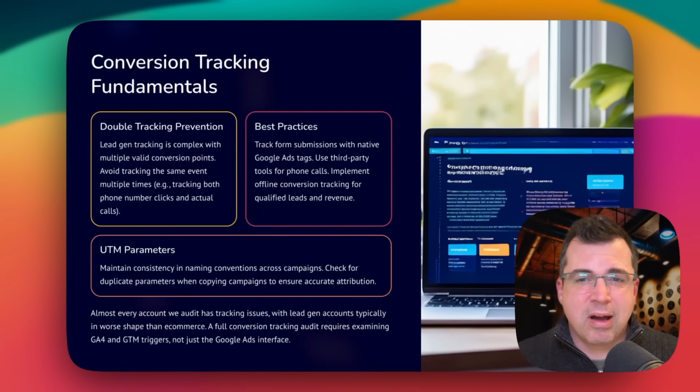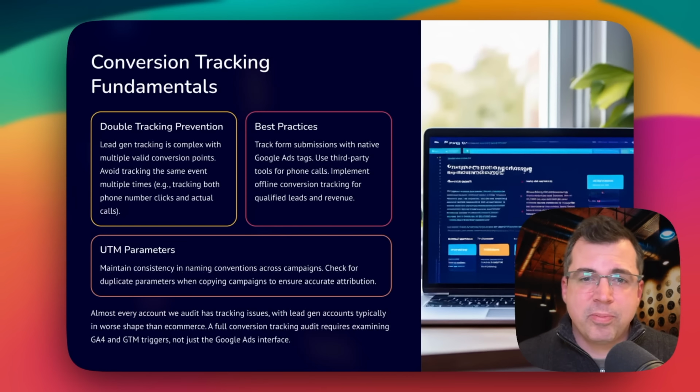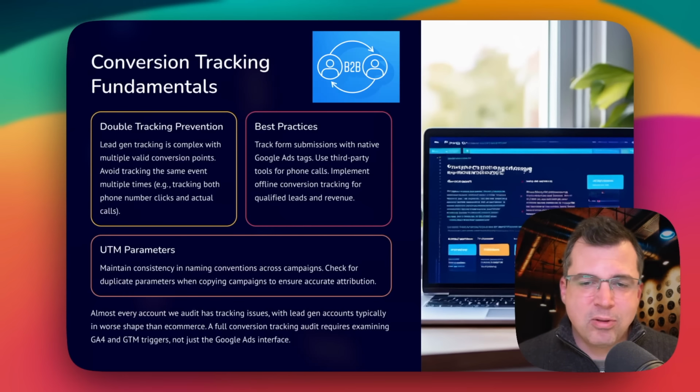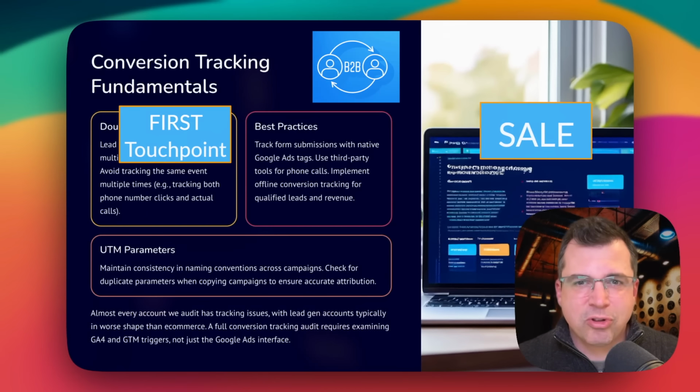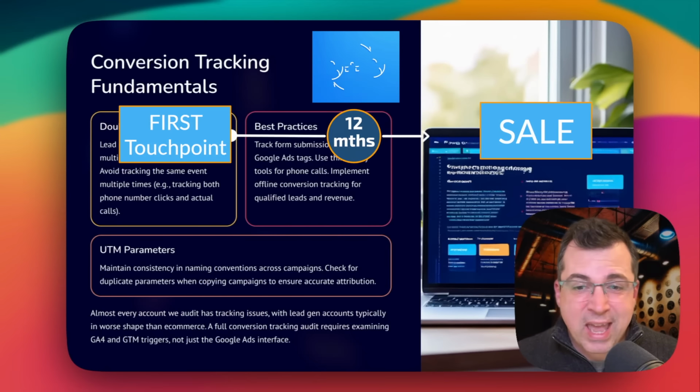Lead gen accounts are generally in a much worse state than e-com accounts. E-com tracking is easy. Tracking a service-based business properly is much more complex, especially B2B, where the sale and the first touch point can be 12 months apart, so you cannot even track everything.